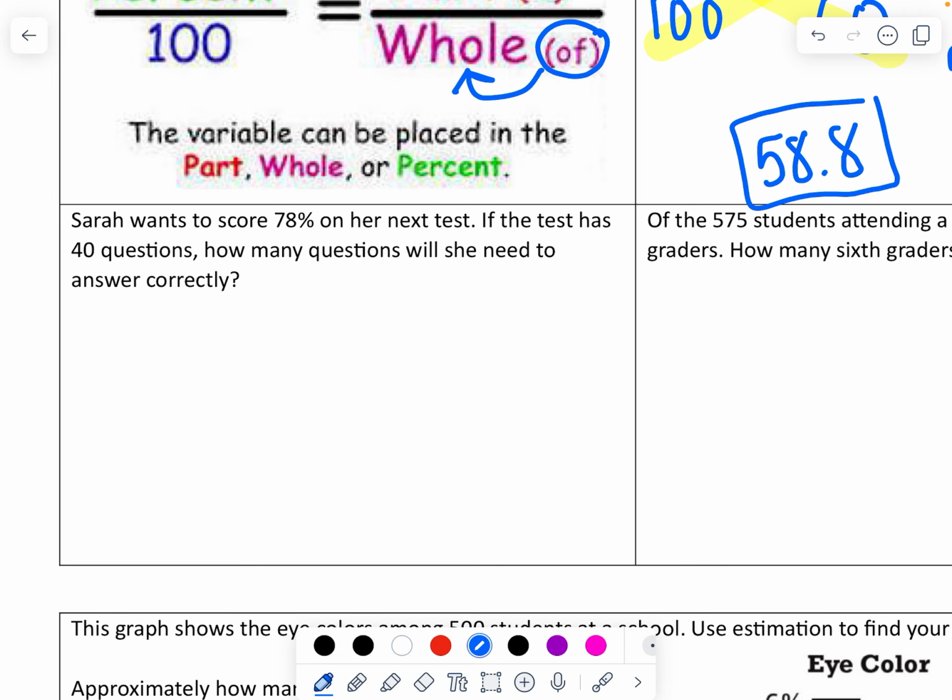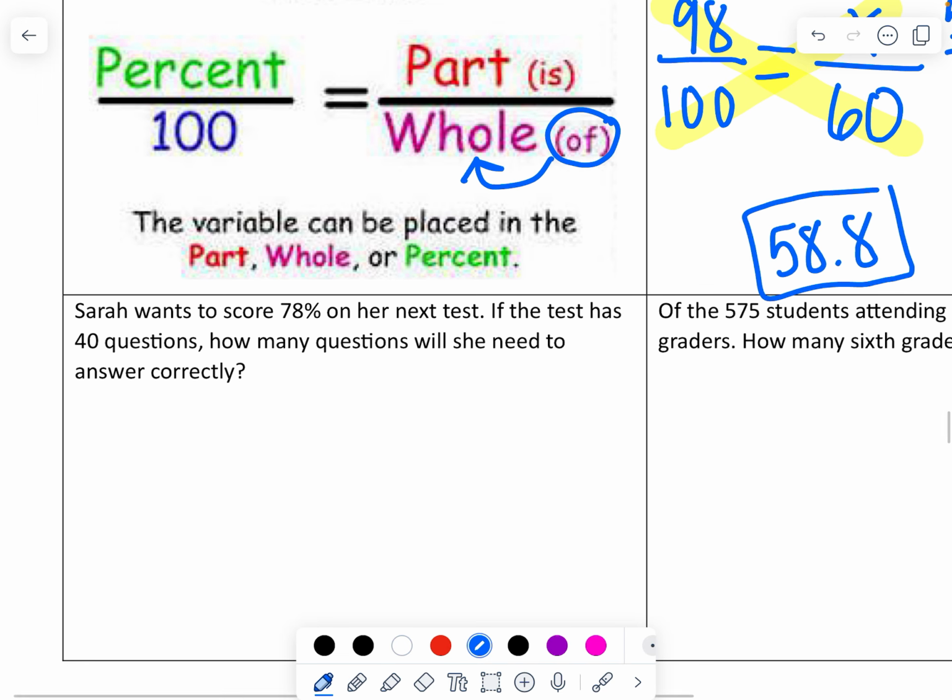So on this next one, it says Sarah wants to score 78% on her next test. If the test has 40 questions, how many questions will she need to answer correctly? So she wants to score 78% on her next test. So I know when I set this up, it's going to look like that, and the 100 is in the bottom left. I know that the percent is always out of 100, so the percent goes above the 100.